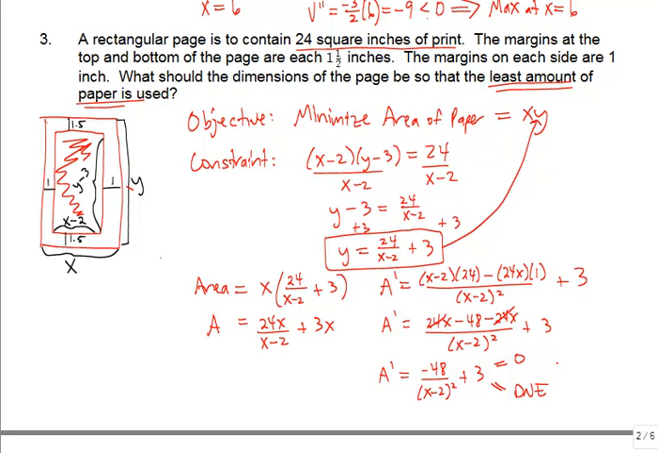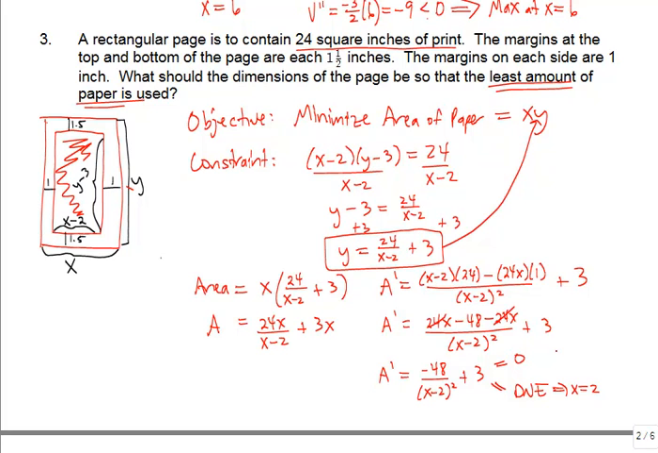And in this example, it is possible for this to become DNE because we ended up with a fraction. So this is DNE wherever that denominator is going to become 0, which is at x equals 2. So there is a critical point at 2. We also could have a critical point where this is equal to 0, so I need to do a little bit of solving to figure that out.